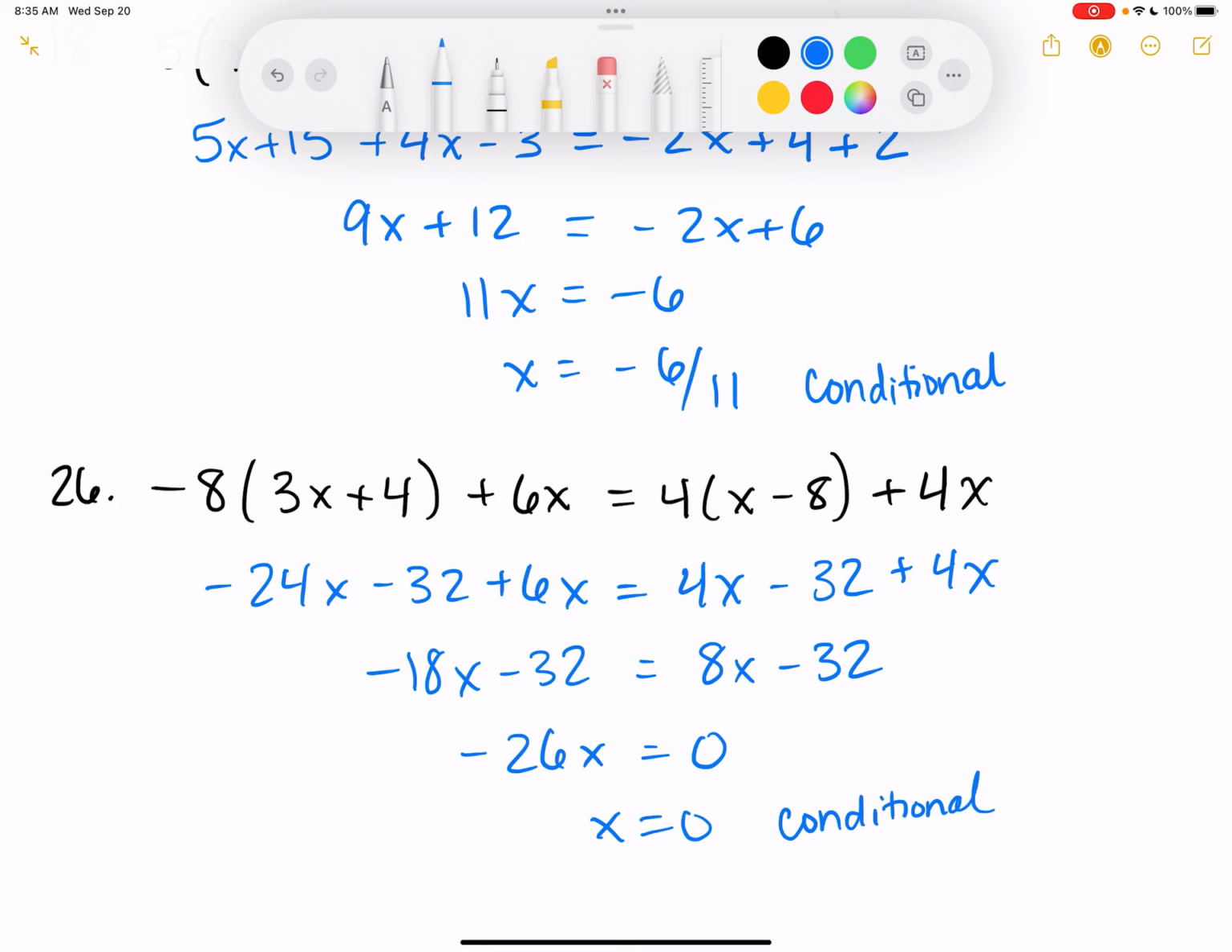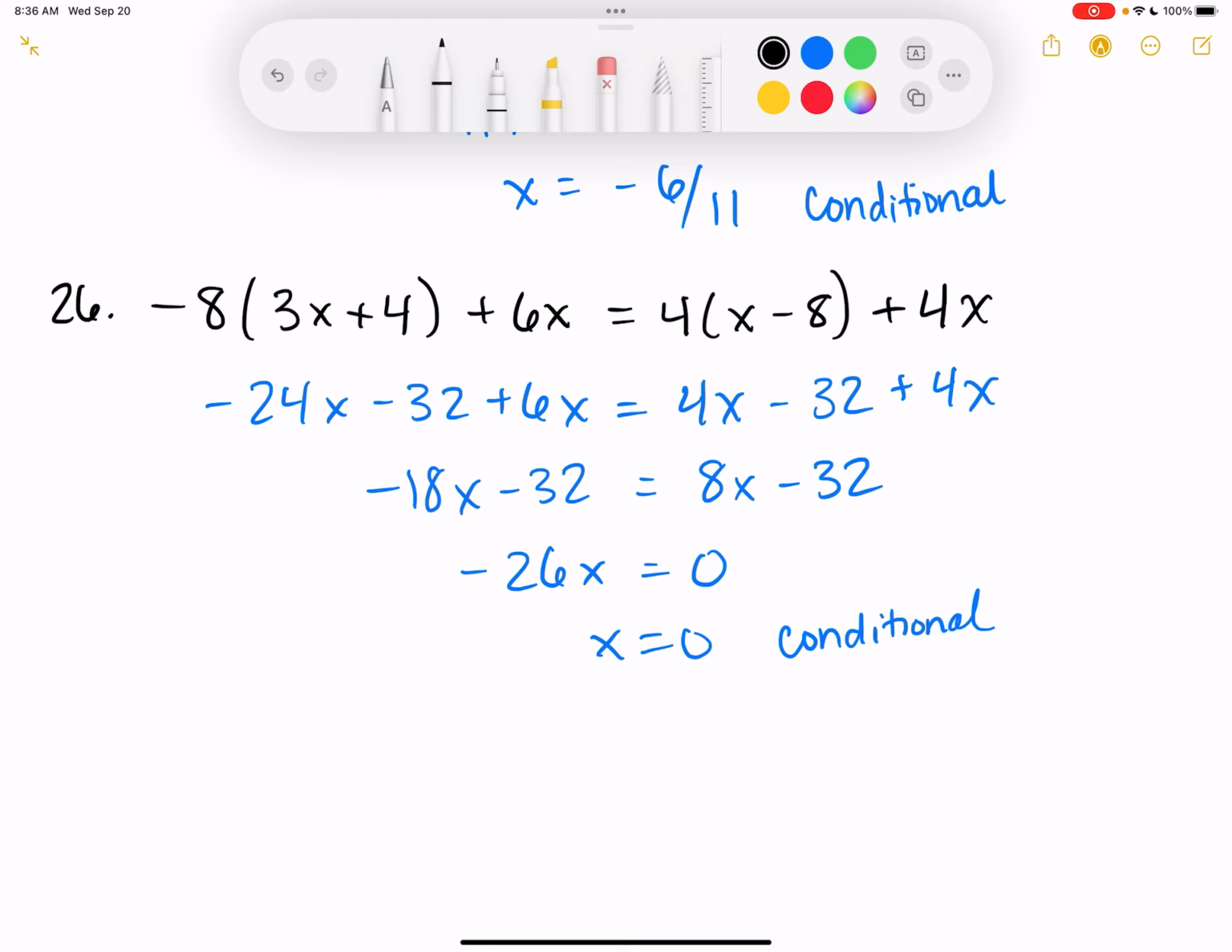So an identity is one that leads to a true statement, something that's always true, like 0 equals 0, 5 equals 5, and so on and so forth. Conditional is when you get x is equal to some number, so that's one solution. And a contradiction is if you end up with something like 0 is equal to -5. So we still solve the problems the same way, just the answer is a word.